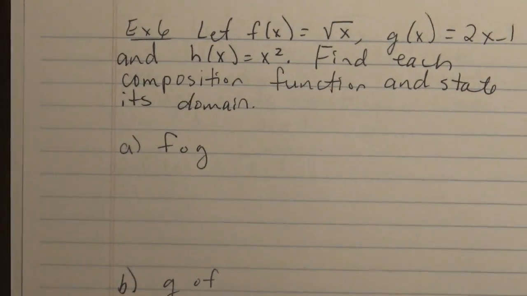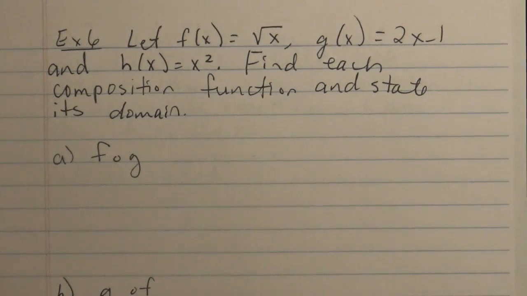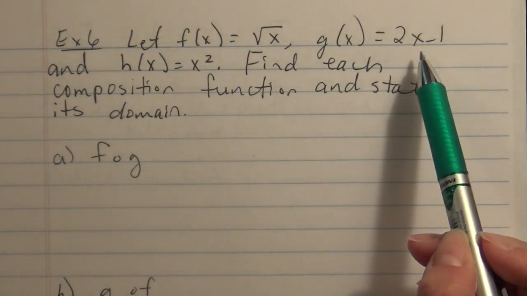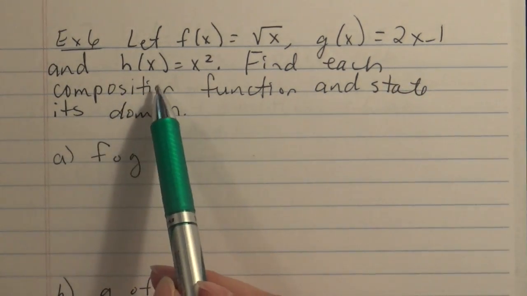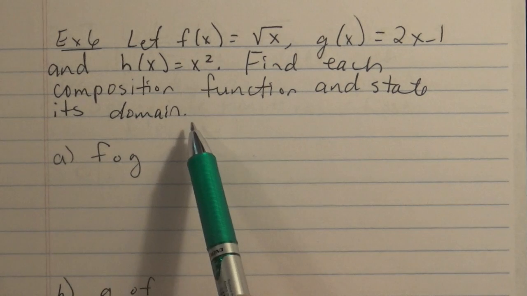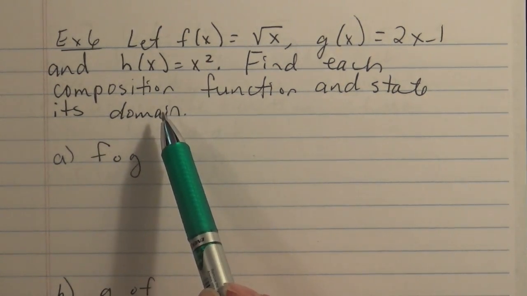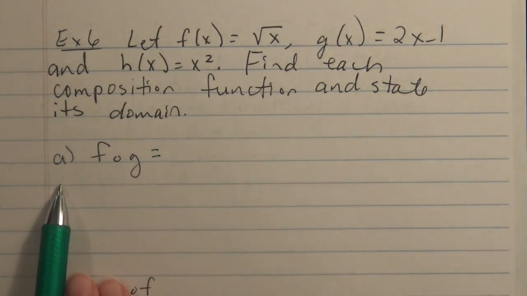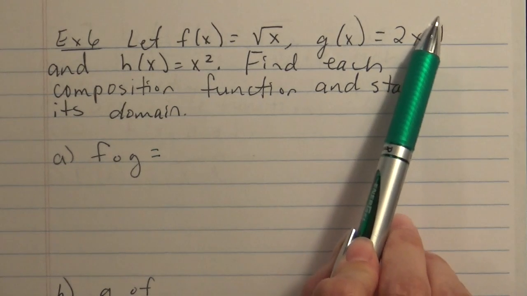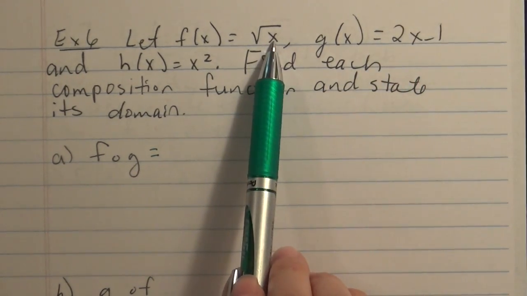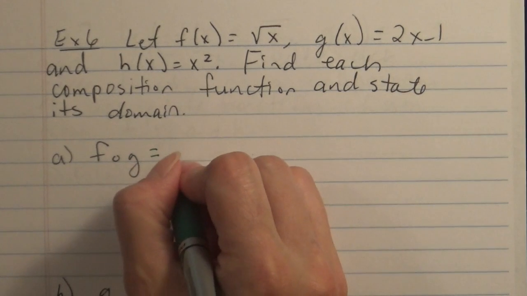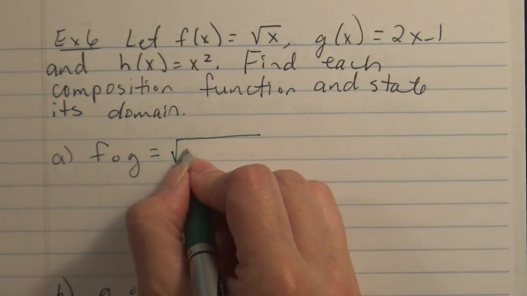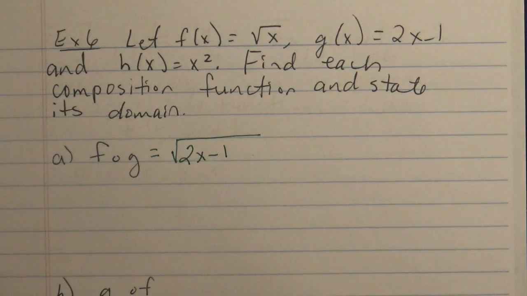Example 6. Let f of x equal square root of x, g of x equal 2x minus 1, and h of x equal x squared. Find each composition function and state its domain. So f composite g, still substituting the right function into the left function. So we need to put this 2x minus 1 that we see from g inside our f function in place of the x. So that becomes the square root, and then you substitute the 2x minus 1 inside for the original x. How do we get the domain for this?